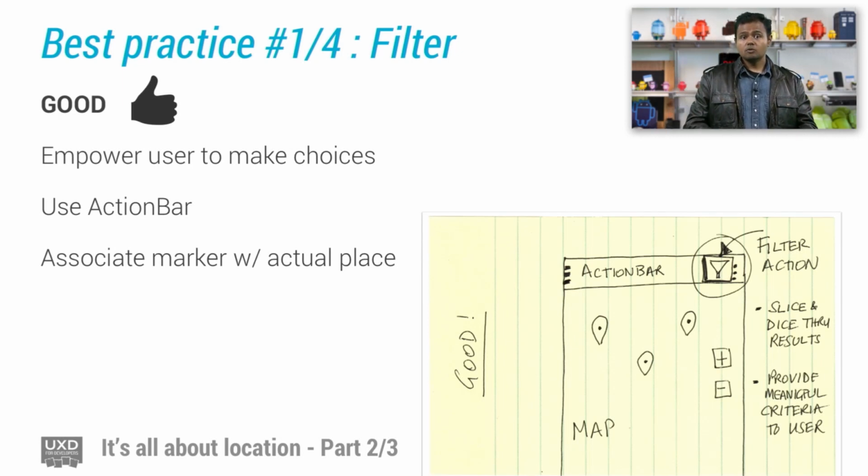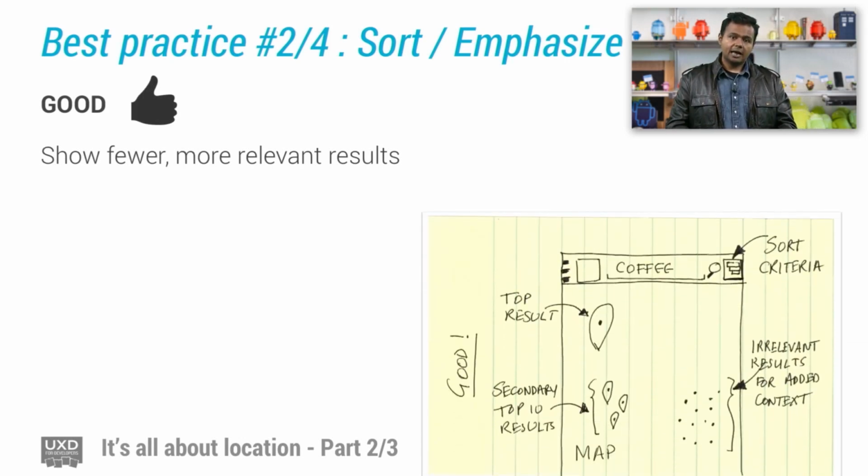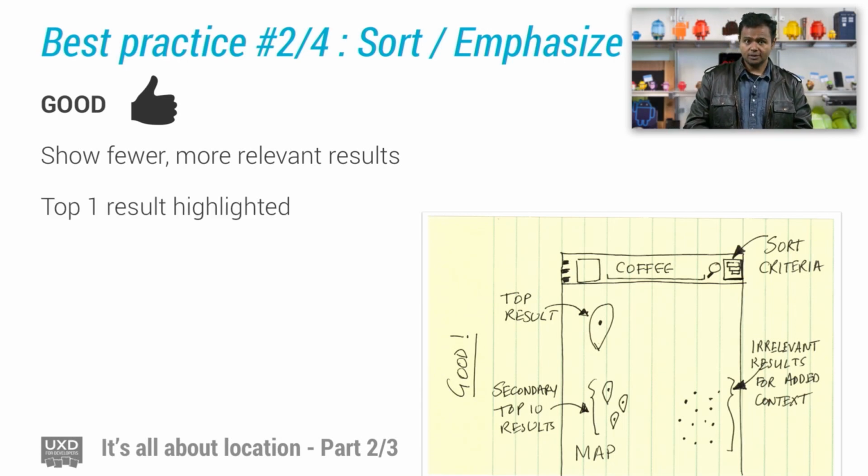Finally, reducing the number of markers removes the occlusion of underlying info in the base map, like streets, bridges, neighborhoods, and so on. Another way to reduce clutter and respect the user's attention is to sort the results by relevance and emphasize the most relevant ones while de-emphasizing the less important ones.